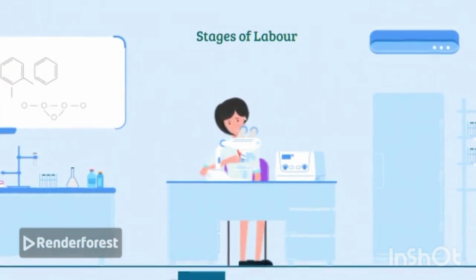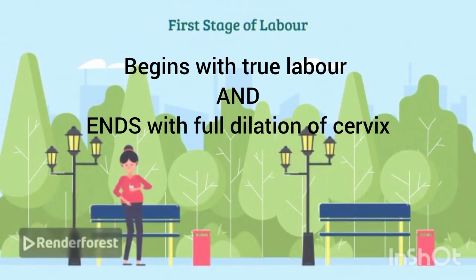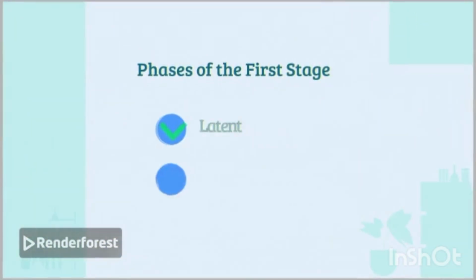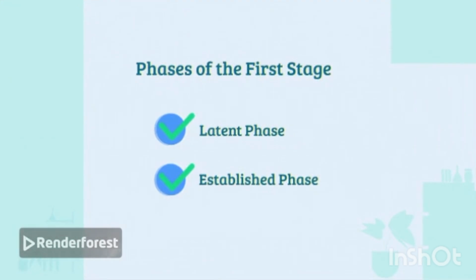Let's explore these stages. The first stage begins with true labor and ends when the cervix is fully dilated, typically at 10 centimeters. It includes the latent phase and established phase. The latent phase is when contractions cause some cervical changes, while the established phase is marked by regular contractions.